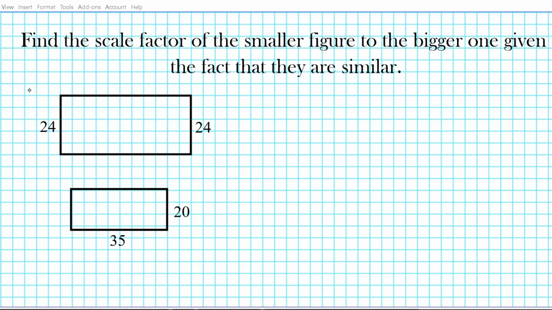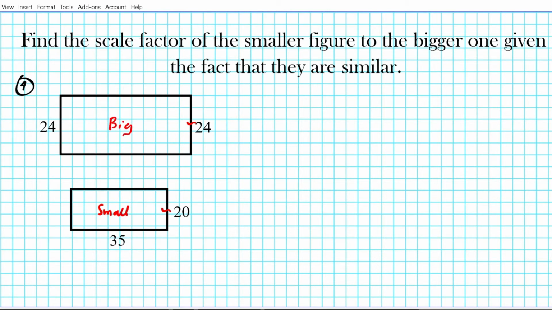We're to find the scale factor of the smaller figure to the bigger one, given that they're similar. The assumption here is that these two rectangles are similar. Scale factor is pretty straightforward. All you need to do is find a pair of corresponding sides. On the right side, these two sides are corresponding, the short sides of the rectangle. I'm choosing these because these are the sides whose measures I know. This is our small and this is our big.